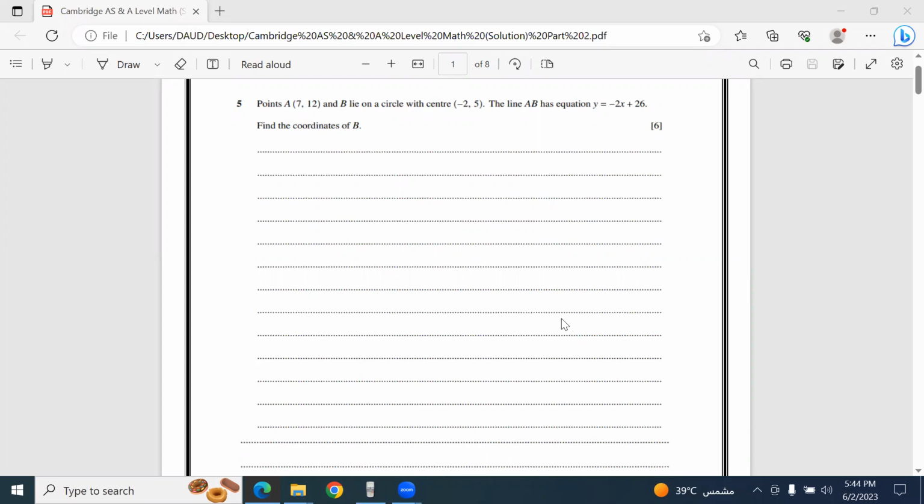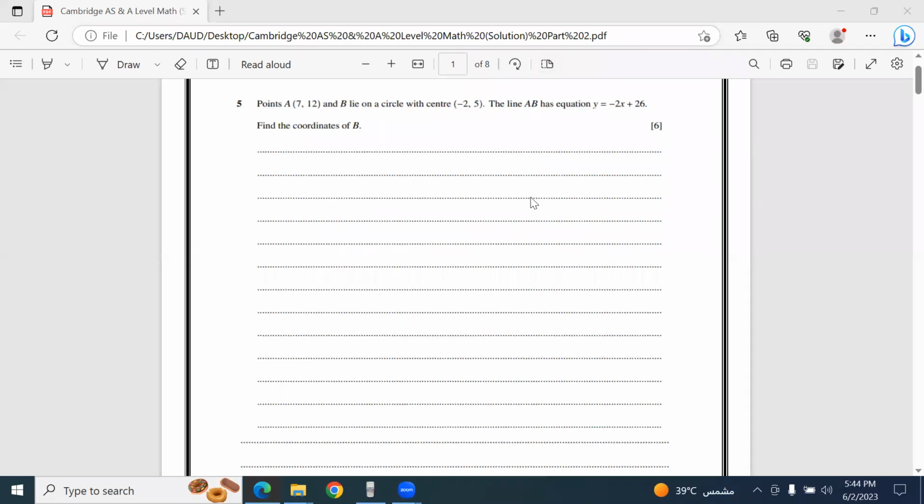Here we have points A (7, 12) and B lie on a circle with center (-2, 5). The line AB has equation y = -2x + 26. Find the coordinates of B.